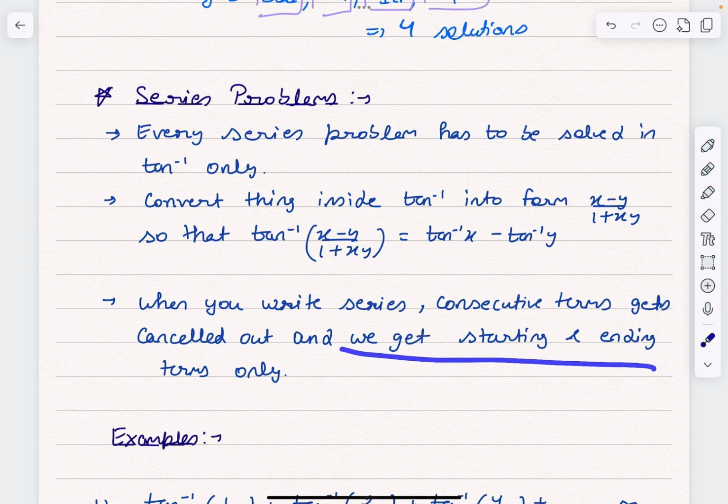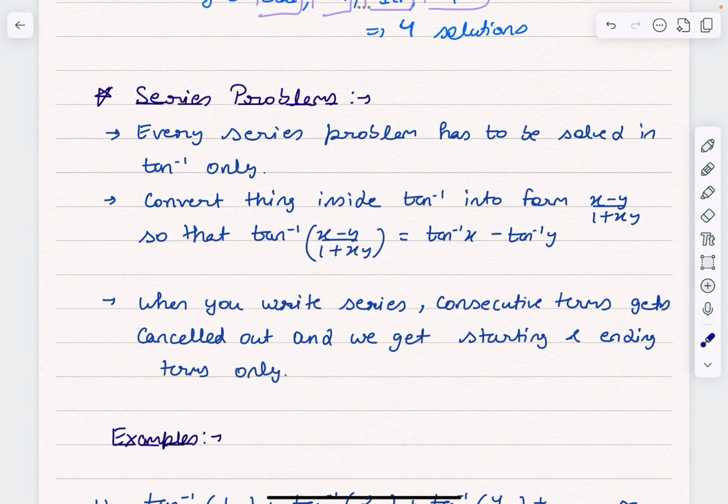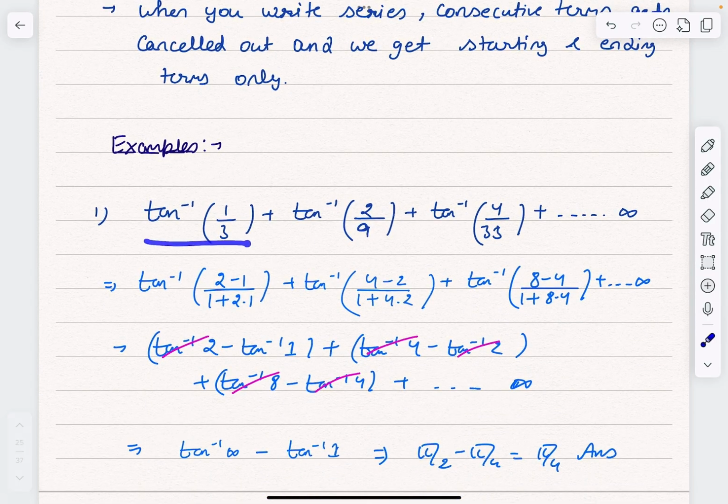We get the starting and ending terms only. Whatever points I've explained here, let us see with the help of an example. Let us say the question is tan inverse 1/3 plus tan inverse 2/9 plus tan inverse 4/33 up to infinity.